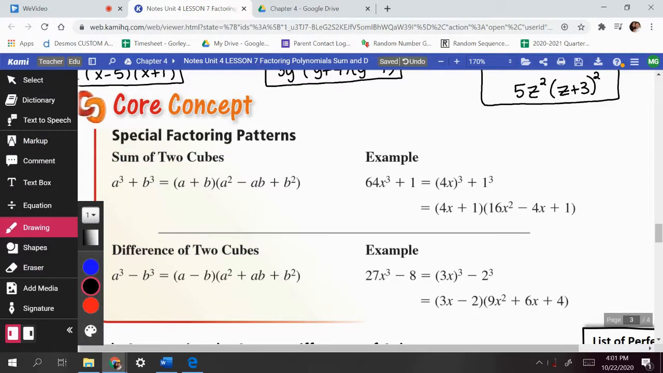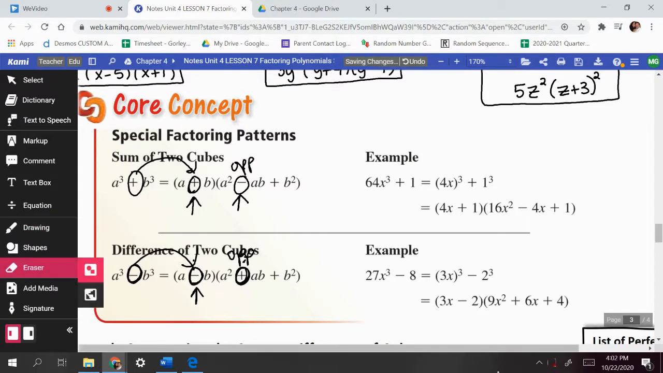Okay, let's look at the patterns here. If we've got a sum of 2 cubes, notice that my first sign is plus, my next sign is minus. So it's like same, opposite. Here, if we have a difference, my first symbol is minus, and then my second one is plus. Same, opposite. If we start with a plus, I start with a plus. If we start with a minus, I start with a minus, and then this is opposite. I'm just trying to recognize those patterns.